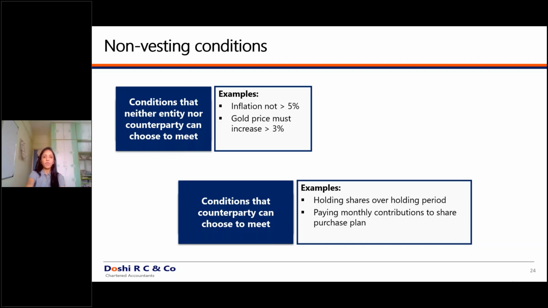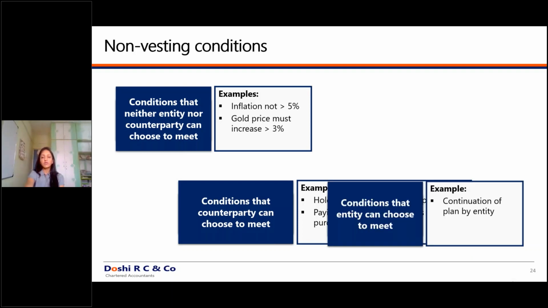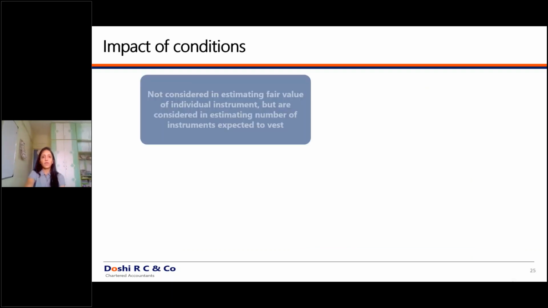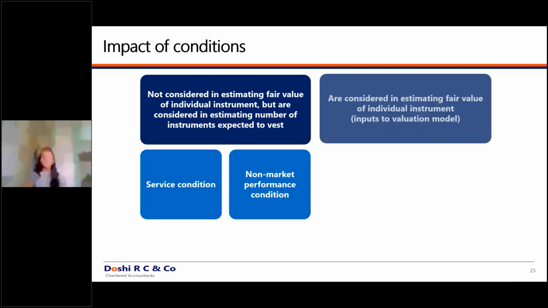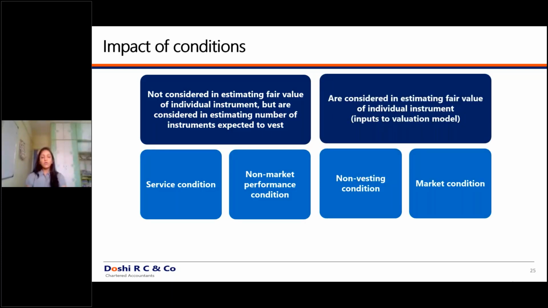Okay, so moving ahead to the next part: the impact of these conditions. What will be the impact? Now, please understand the background before understanding the impact of these conditions. To understand the background, for any kind of options, whenever you have a share-based payment in accordance with Ind AS, you have to value that option. Now, this is an employee stock option plan.